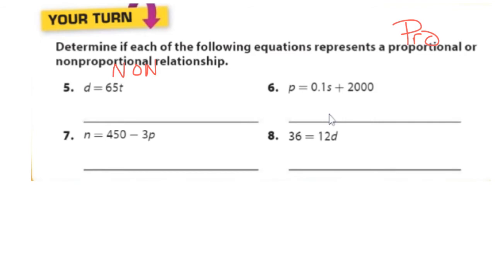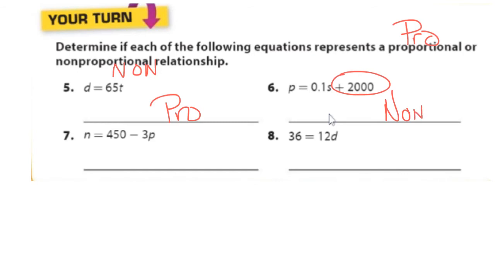So that's me, my shortcut. So I look at this first one, D equals 65T. I do have two variables, and there's nothing added on to the end. So this is going to be proportional. So I put proportional. That's my shortcut. Then here we have something being added on to the end, so this is not proportional.